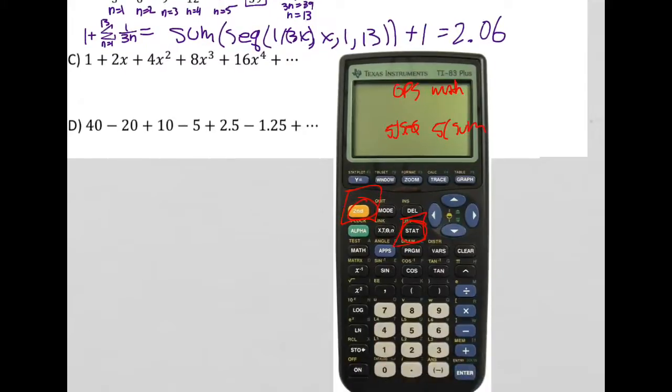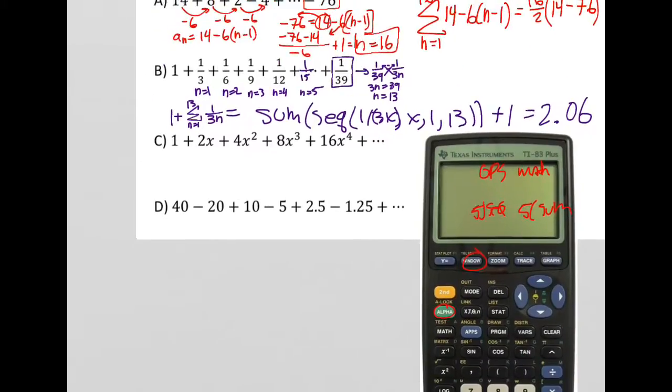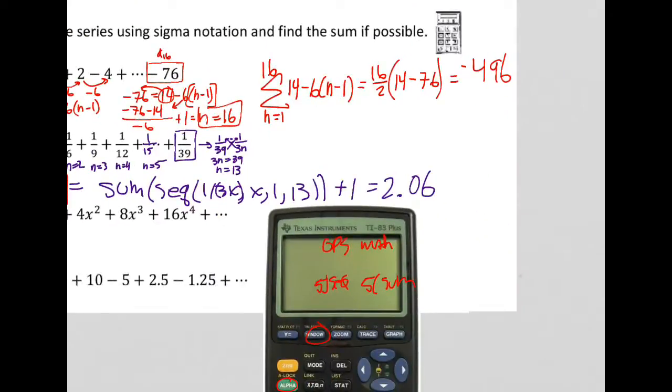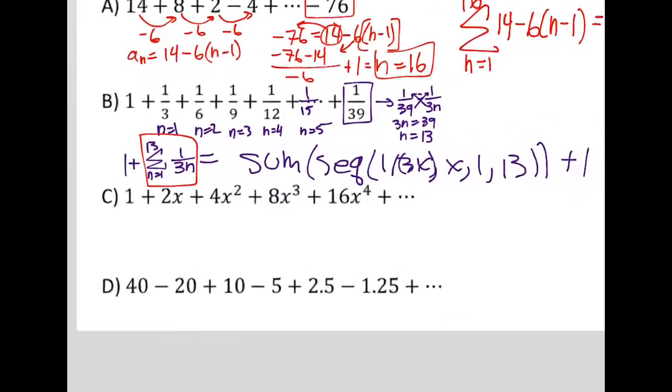Or if you have the new operating system, all you have to do is hit alpha window and then choose the summation option, which then you can just type it in and you can actually make it look like that right there. Then add 1 to it, call it a day. Either way, you get 2.06. All right, now what about part C right here?